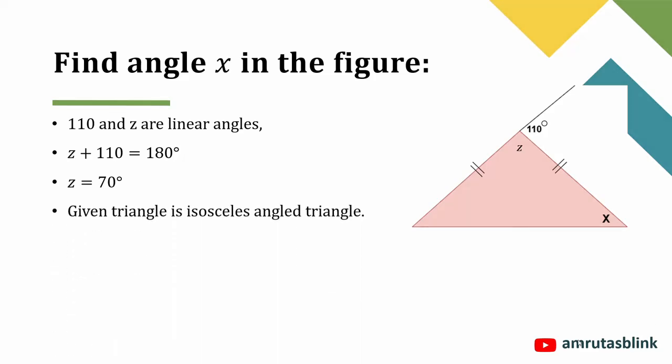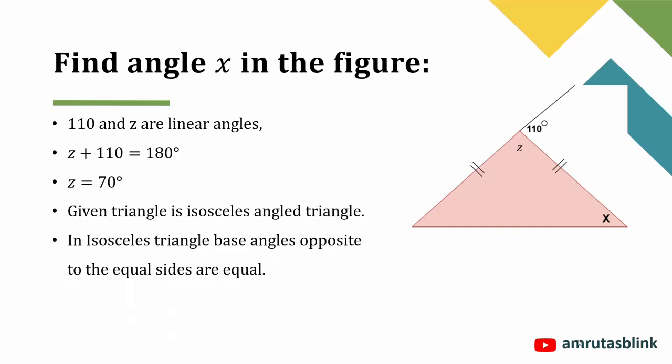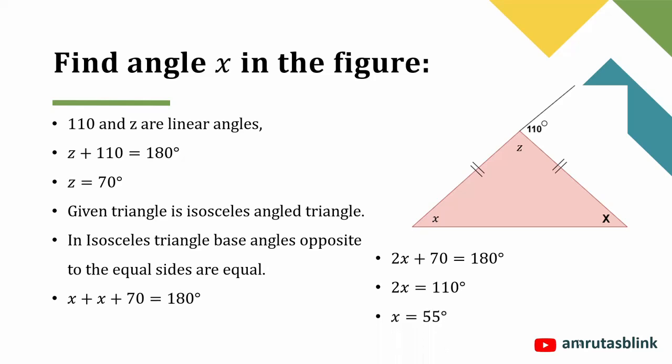Now, given triangle is isosceles triangle. In isosceles triangle, base angles opposite to the equal sides are equal. Hence, base angle is X. So we can say that x plus x plus 70 is equal to 180 degree by angle sum property of a triangle. So 2x plus 70 is equal to 180. 2x is equal to 110 degree. X is equal to 55 degree.